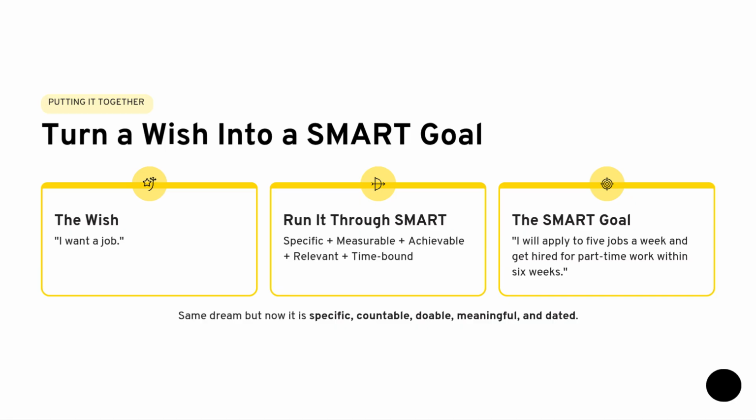So when you have all of these letters in SMART, the specific, measurable, achievable, relevant, time bound, you can turn that wish, I want a job, into a goal. And this is what it looks like. I will apply to 5 jobs a week and get hired for part-time work within 6 weeks. It's the same dream, the same wish, but now it's specific, doable, countable, meaningful, and dated. It's something that you can achieve.